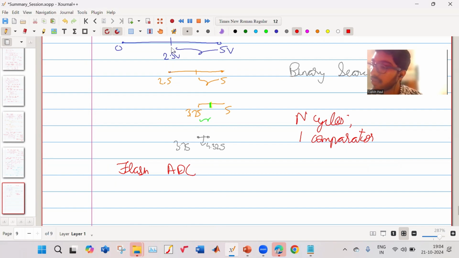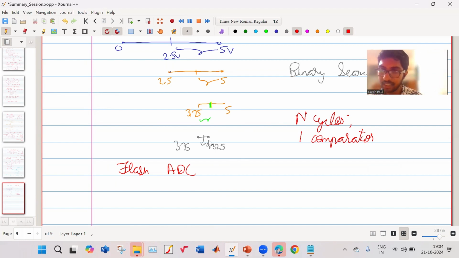Like how you're comparing between 2.5 and 5, then between 3.75 and 5, then between 3.75 and 4.3 to 5. You have multiple comparison stages. But in this ADC, you have only one stage doing the comparison, comparing with different values sequentially, one at a time.